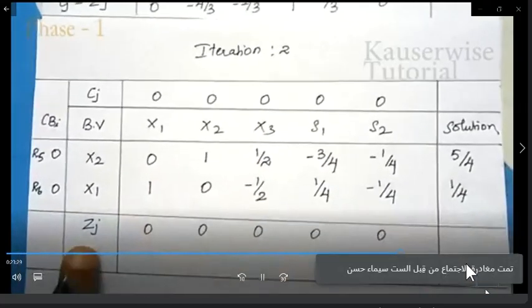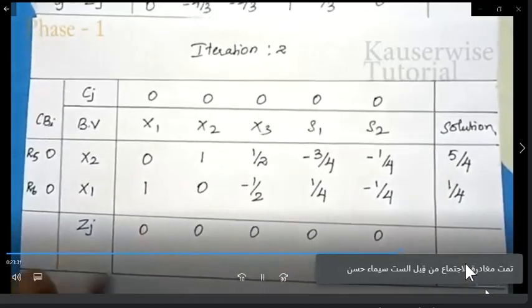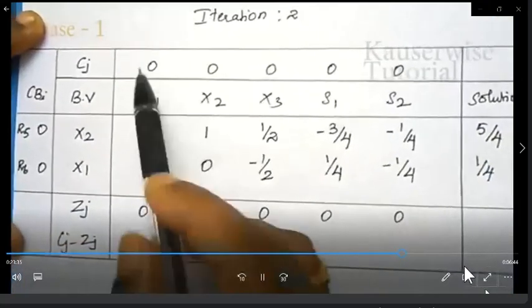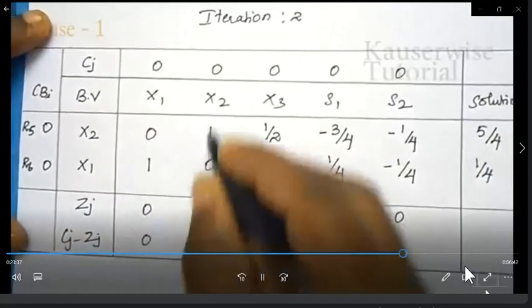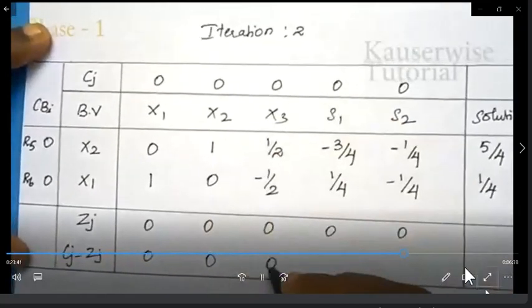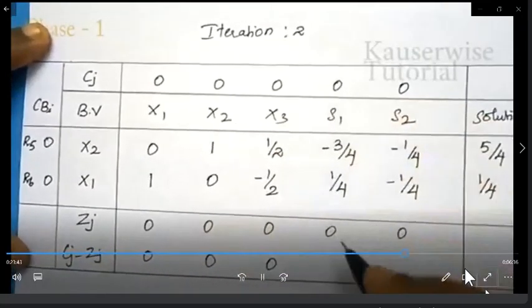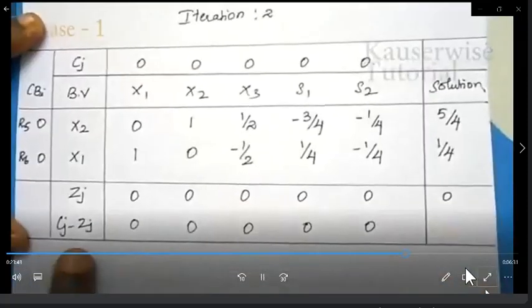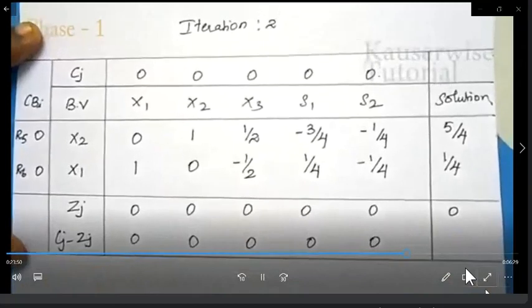So now we have got the Zj values. Now we need to find the Cj minus Zj values. 0 minus 0, 0. 0 minus 0, 0. See, after finding the Cj minus Zj values, just check the optimality condition.